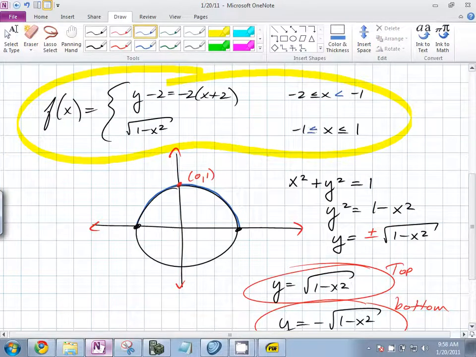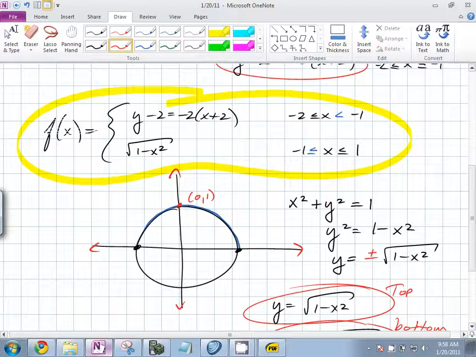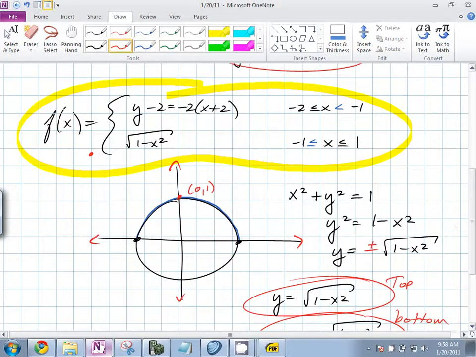Do you understand? So what does this function look like overall? It connects negative 2, 2, and negative 1, 0. So the function you're looking at is this. See the red? There's negative 2, 2, and there's negative 1, 0, and this is the arc that goes through those points, the semicircle. So this would be the final answer for number 18. Yes, that is it.